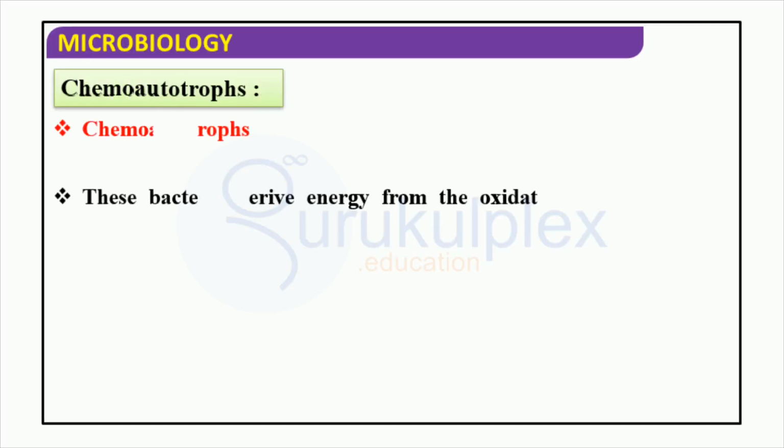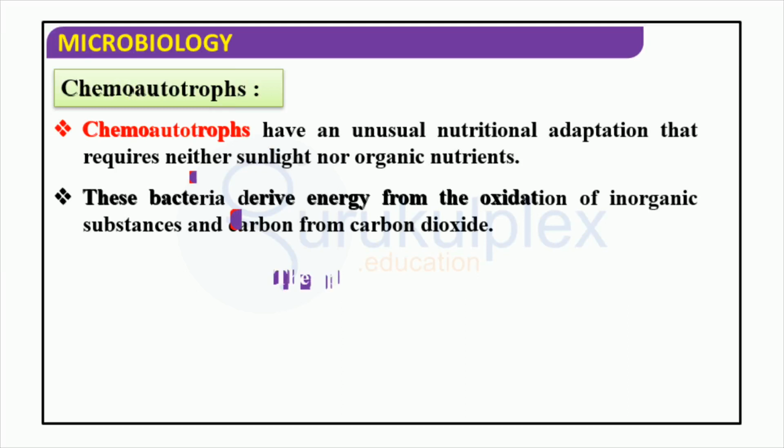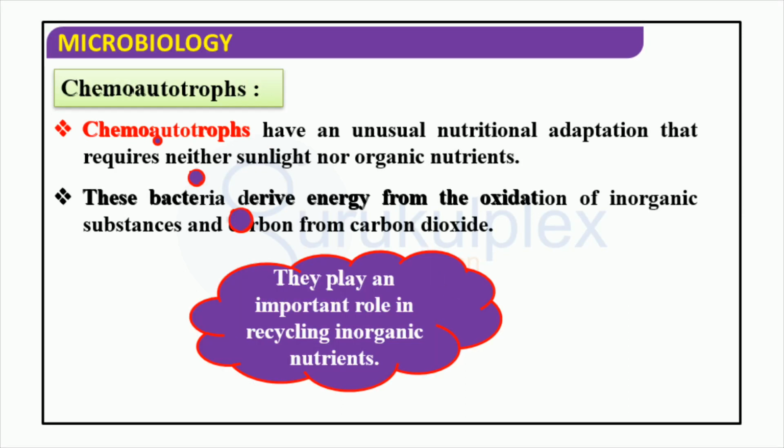Chemoautotrophs possess remarkable resilience and can thrive in harsh conditions. They can obtain energy and carbon from various sources, such as oxidizing inorganic compounds and carbon dioxide, and thus do not require solar energy or organic nutrients for sustenance. This original adaptation is of tremendous significance for the recycling of inorganic nutrients in the world environment.